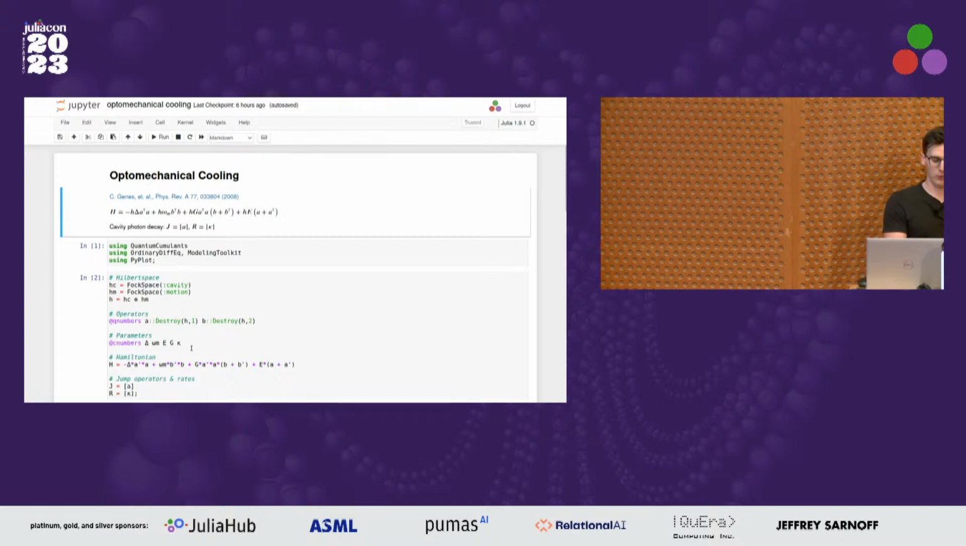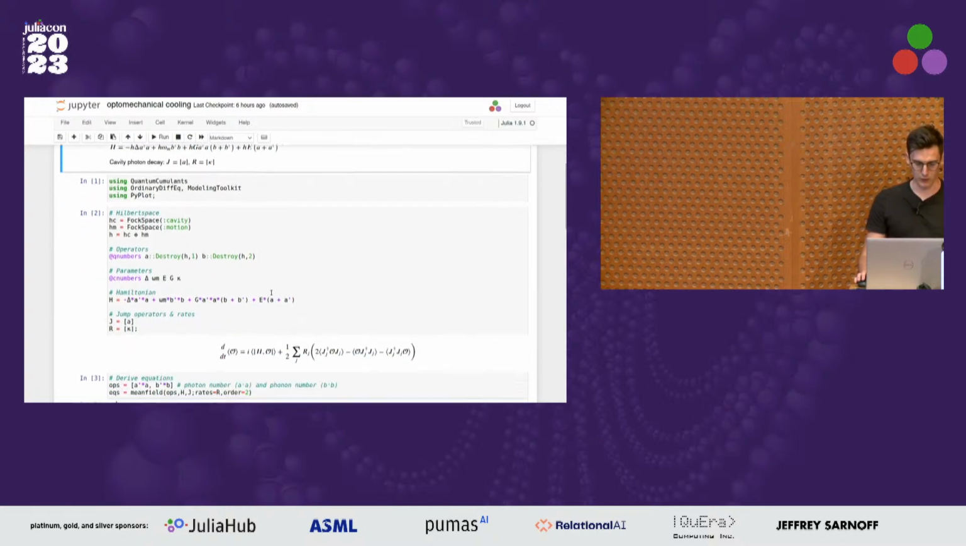With these operators, we can then just define symbolic parameters. And with these operators and symbolic parameters, we can just basically define our Hamiltonian and our dissipative processes according to the description we have above here. So we have just the same Hamiltonian and same jump operators and rates as above here. Good.